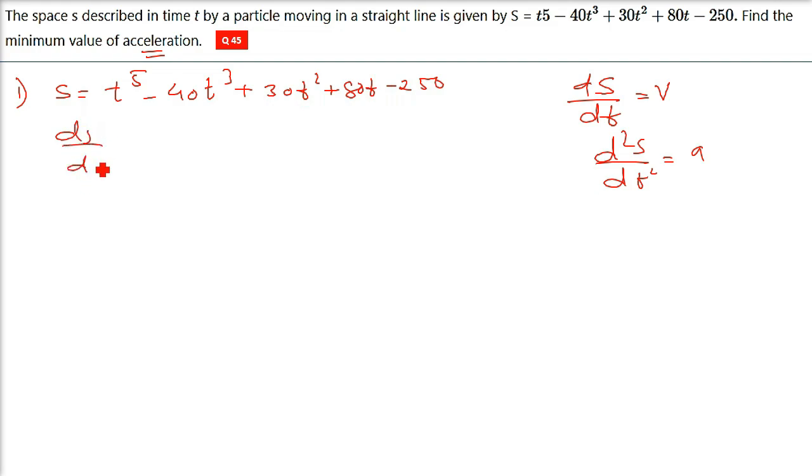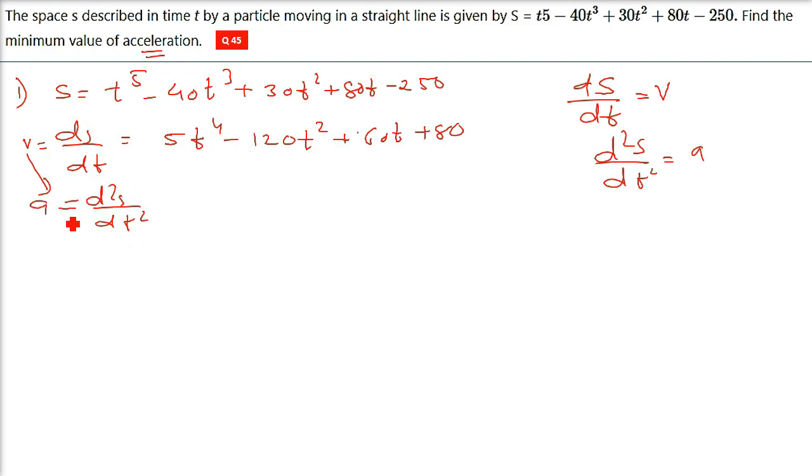ds by dt is your velocity. The differentiation is quite clear to you. You already know it. It's 5t raised 4 minus 120t square plus 60t plus 80. Now this ds by dt is velocity. Still we haven't reached the start of the question because the acceleration is d2s by dt square, which is dv by dt. Acceleration is the rate of change of velocity and velocity is the rate of change of distance. We have 20t cube minus 240t plus 60 as the differentiation. Here the question will start.